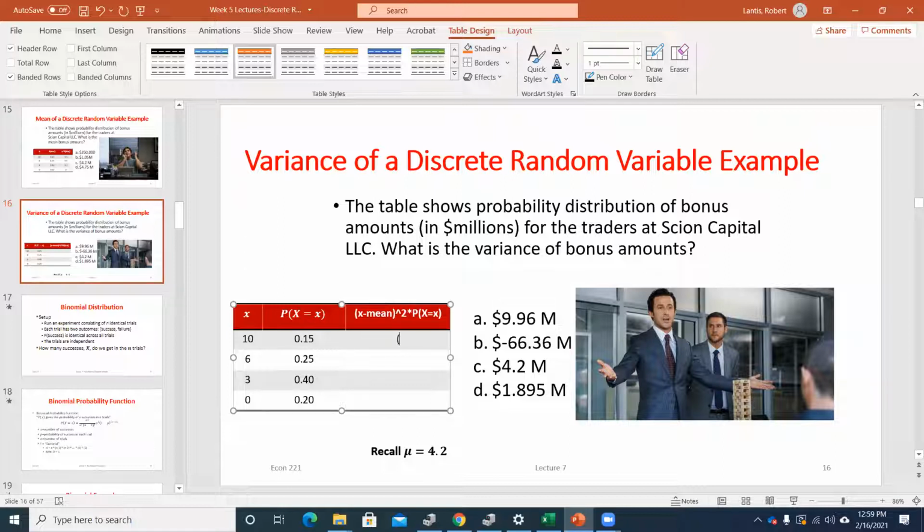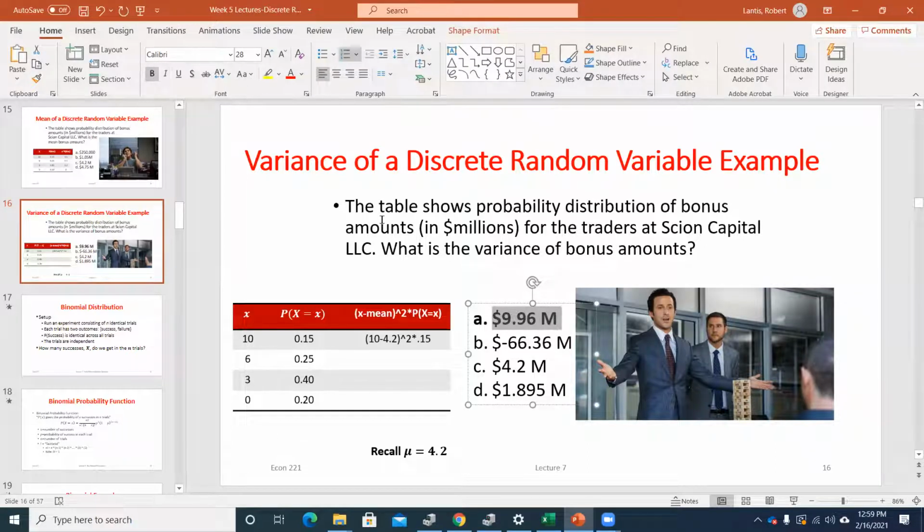So for this first one, it would be something like take 10 minus that mean of 4.2, right? Square that value, and then multiply it by the probability we saw that 10 occur. I'll then go through and do this for every single observation, and add them all up. I don't have a denominator because the sum of the probabilities is 1. So once I add them all up, I'll be done. There's nothing to divide by because my weights are probabilities. If you just want to check yourself, the answer ends up being 9.96.